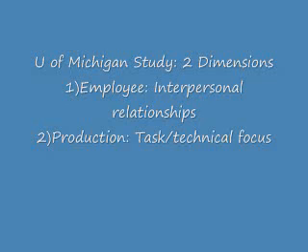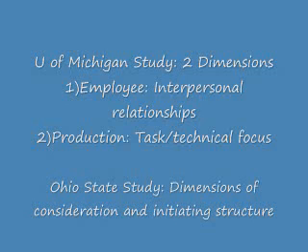At the University of Michigan, researchers also developed a two-dimension description of effective leadership: leaders who have an employee orientation and leaders who have a production orientation. The employee-oriented leader emphasized interpersonal skills and concern for employees, while the production-oriented leader emphasized the technical or task aspect of the job. As you can see, these are closely related. Another such study, known as the Ohio State study, looked at the dimensions of consideration and initiating structure, respectively. The Michigan researchers felt that having an employee orientation was the best way to lead.